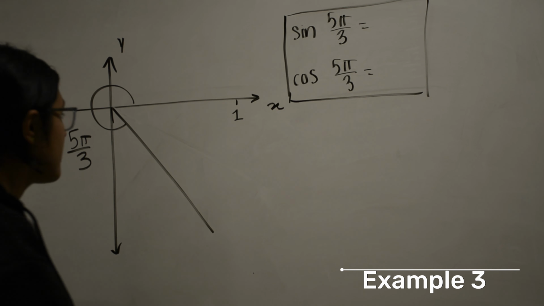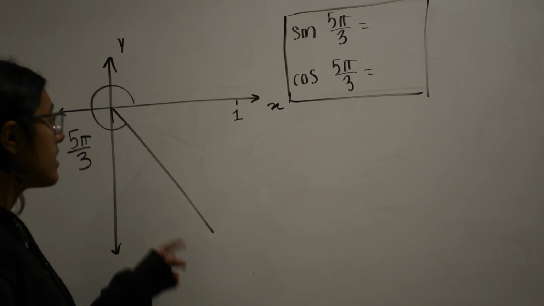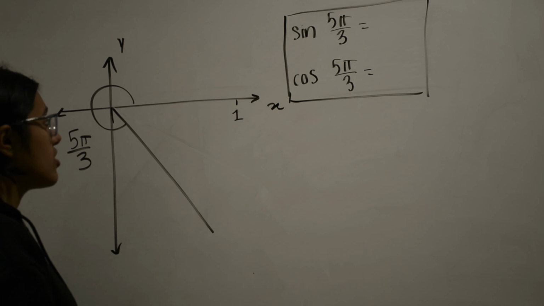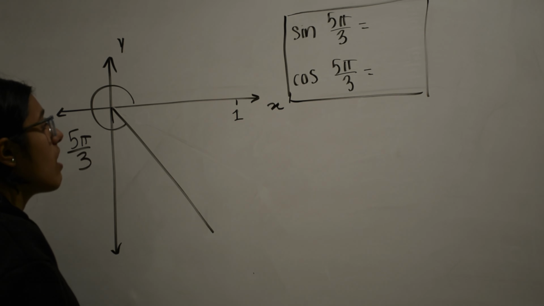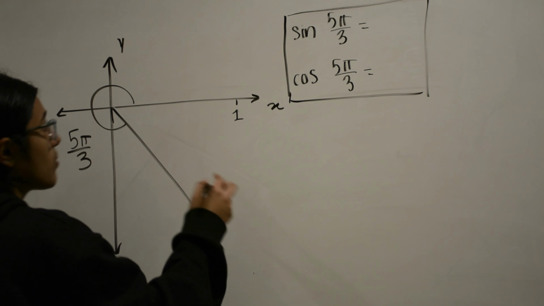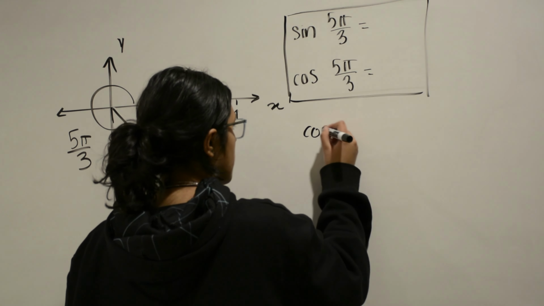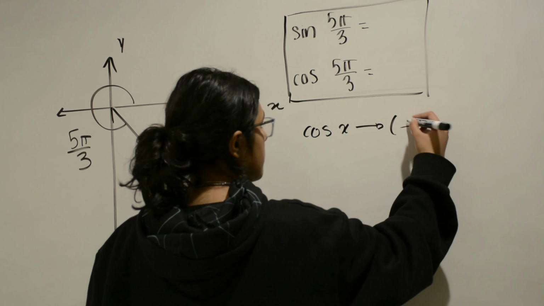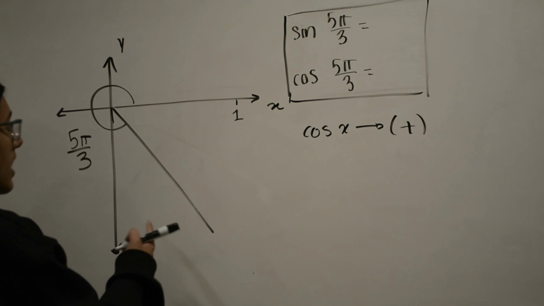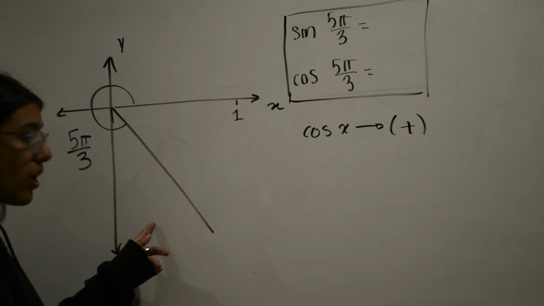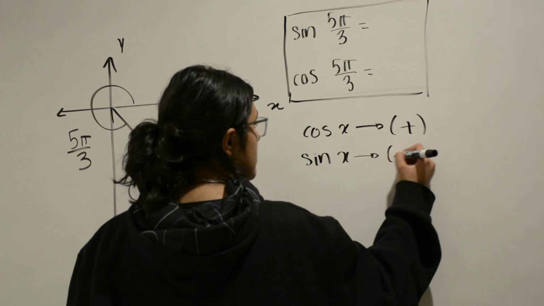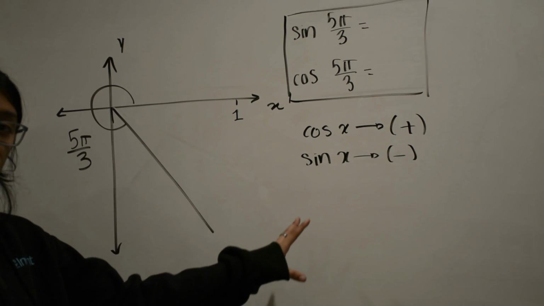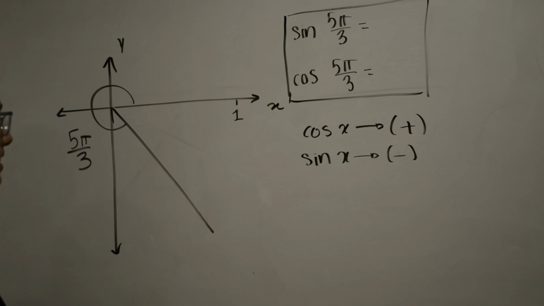Alright, now to our last example, which is located in the fourth quadrant. Once again, we determine the signs of cos and sine in the fourth quadrant. We know that cos, aka the x value in the fourth quadrant, is positive, so we're going to say that cos is positive. And sine, aka the y value in the fourth quadrant, is negative. So we're going to say sine value is negative. Now that we got the signs out of the way, let's move on to find that actual value.